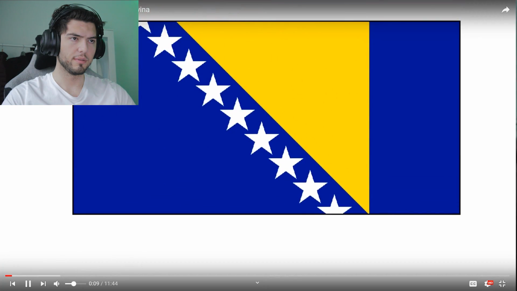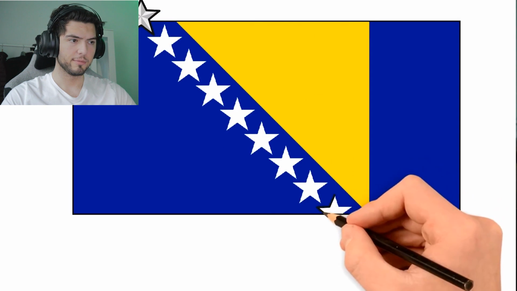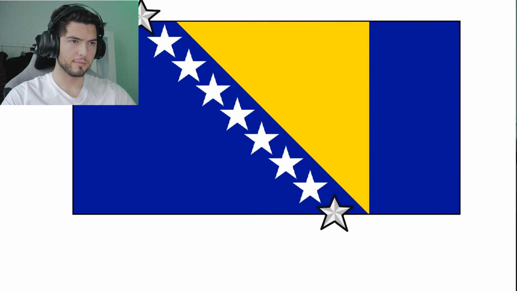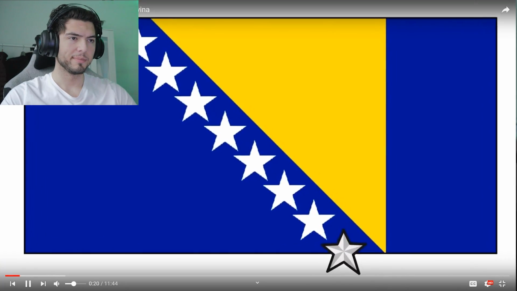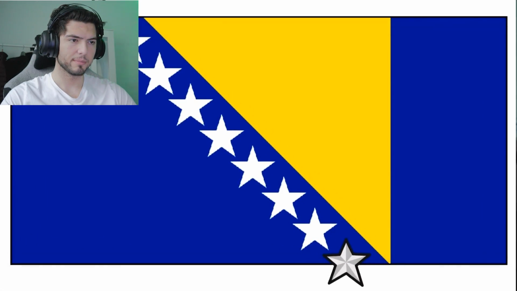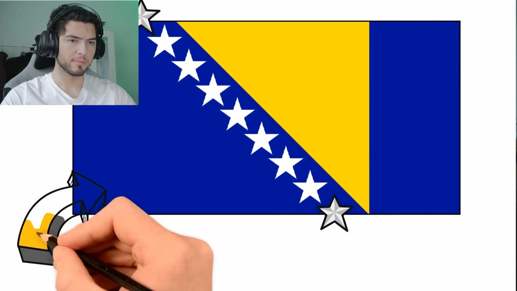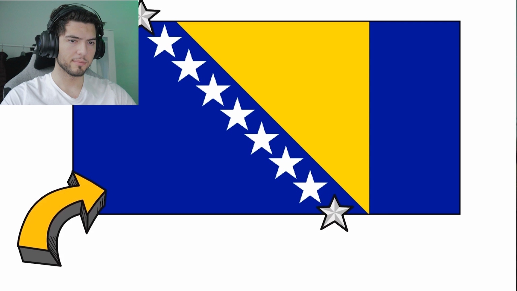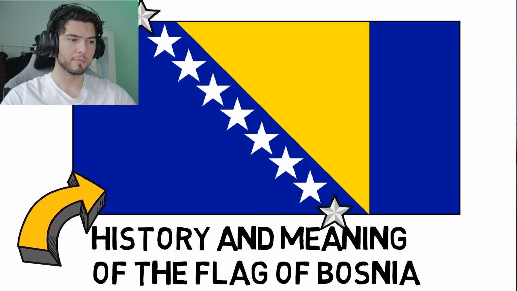Looks like this: blue with a yellow triangle and a number of white stars. We will see why 2 of them are halved later on. But as usual, the flag of Bosnia... I think I did explain this flag in a past video, but it doesn't matter, let's continue. Didn't always look like this, changing throughout history and shifting depending on which type of ruler they had, which empire they belonged to, or which regime was in place. So in this video, we're going to talk about the history and meaning of the flag of Bosnia.